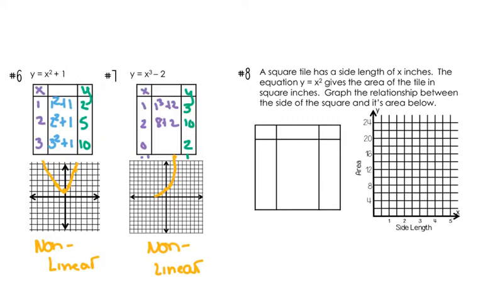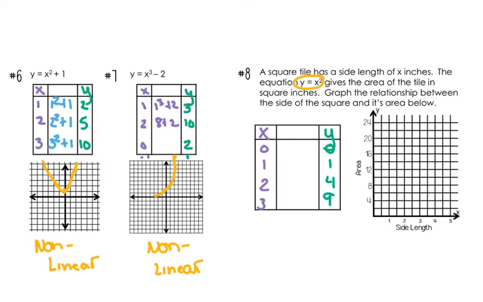All right, so they already gave you the equation, and we see that it has an exponent in it, so we're not going to have a linear function. So here, I'm going to start with 0 this time. So 0 squared is 0. I'm going to go to 1. 1 squared is 1. I'm going to go to 2. 2 squared is 4. And then I'll do 3. So 3 squared is 9.